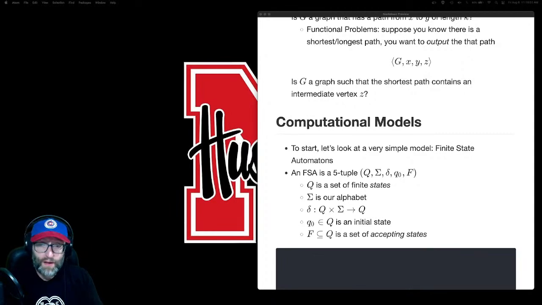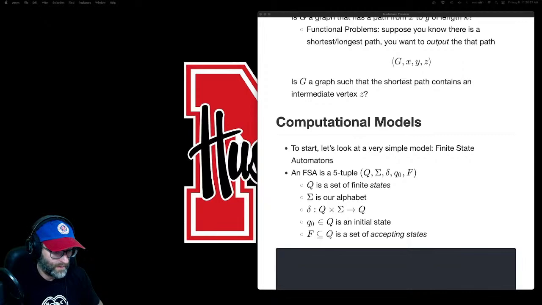Sigma is our alphabet, and again, for our purposes, we're going to be content with binary. Delta is a transition function. Given your current state and an input bit, 0 or 1, we're going to transition to potentially a different state. We could transition into the same state. Q naught is a special initial state because, of course, we've got to start this algorithm somewhere. And then some of the states are accepting states. Other states are not accepting states. They're rejecting states.